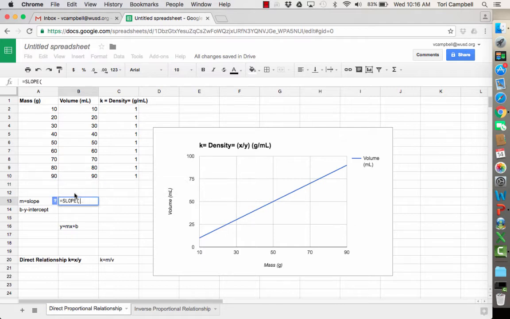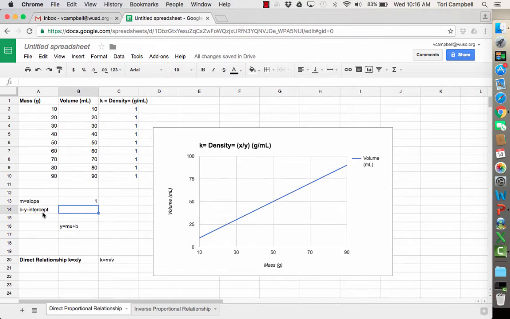So Google Sheets knows that slope, it knows the equation for that. And so then what you have to do is highlight your data one column at a time. So I'm going to highlight my volume data, just the values, press comma, and then highlight my mass values, and then close my parentheses. That's how you would find the slope of a directly proportional graph.